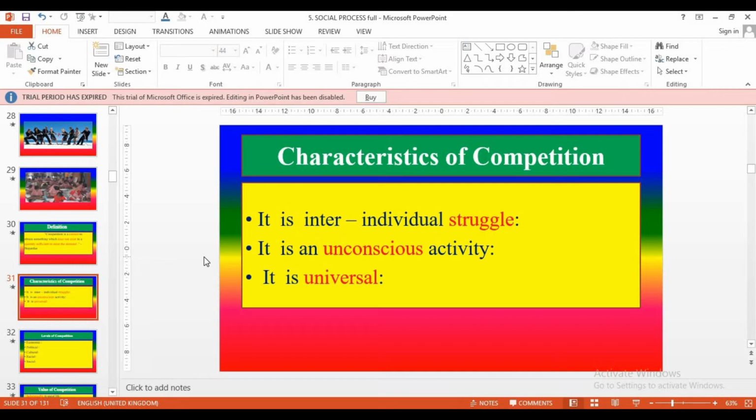Next one, it is a universal phenomenon. Everywhere. It is a fact, a scientific phenomenon. Everyone has this process in the familial, micro setting as well as the macro social setting.